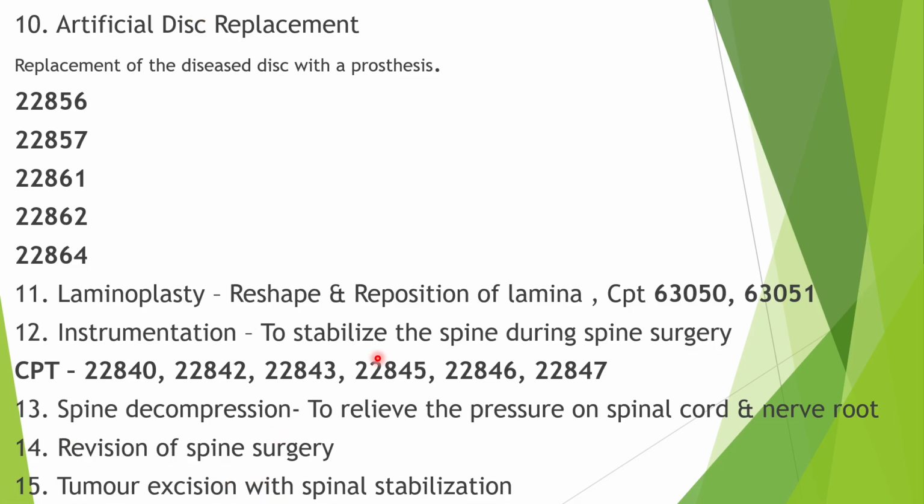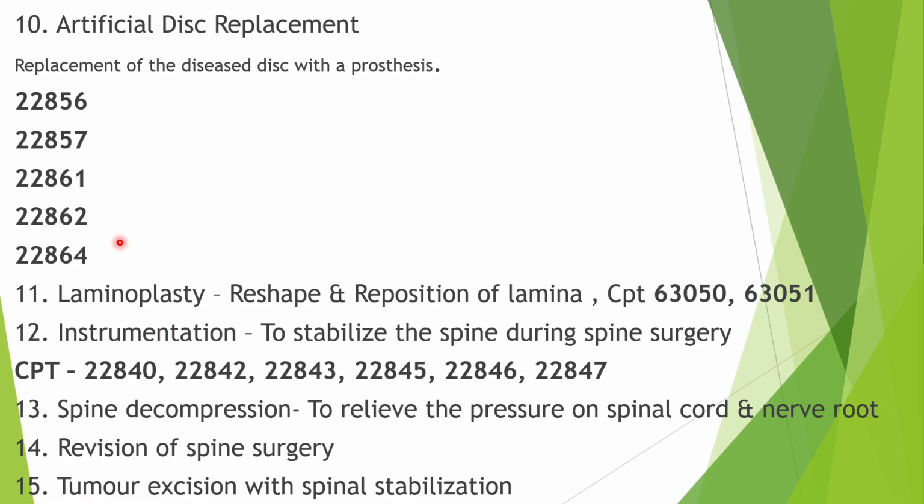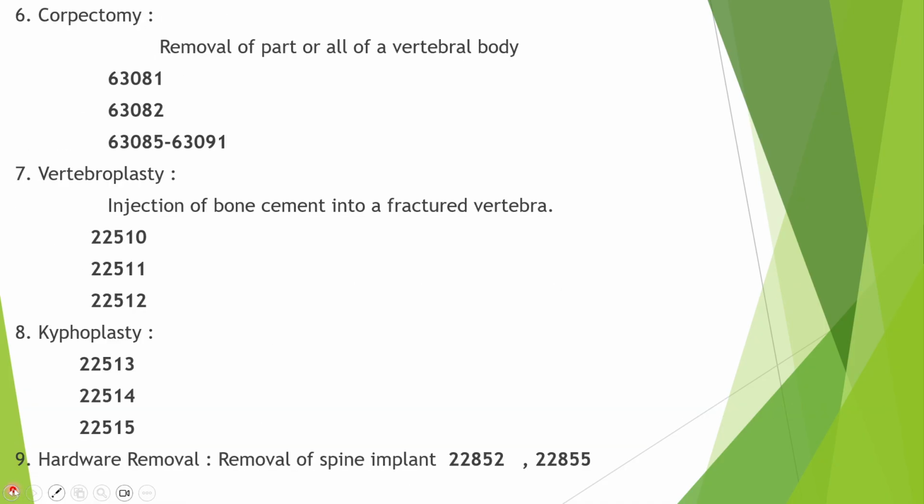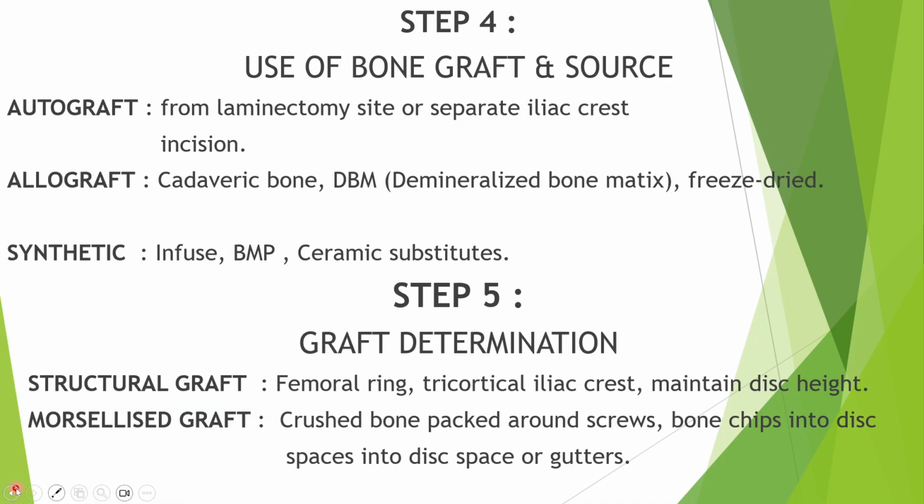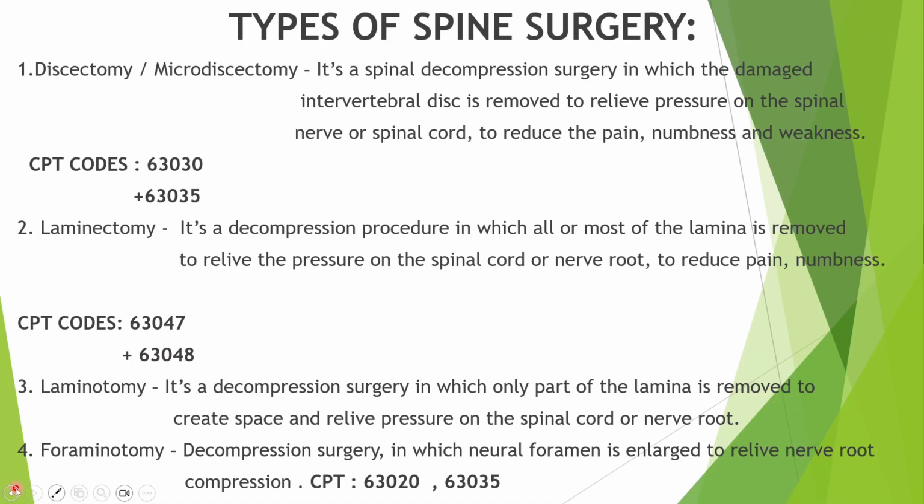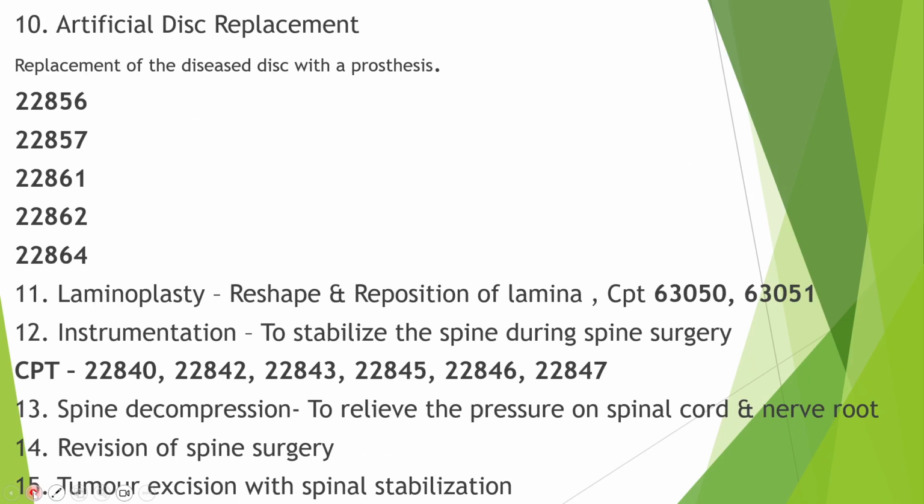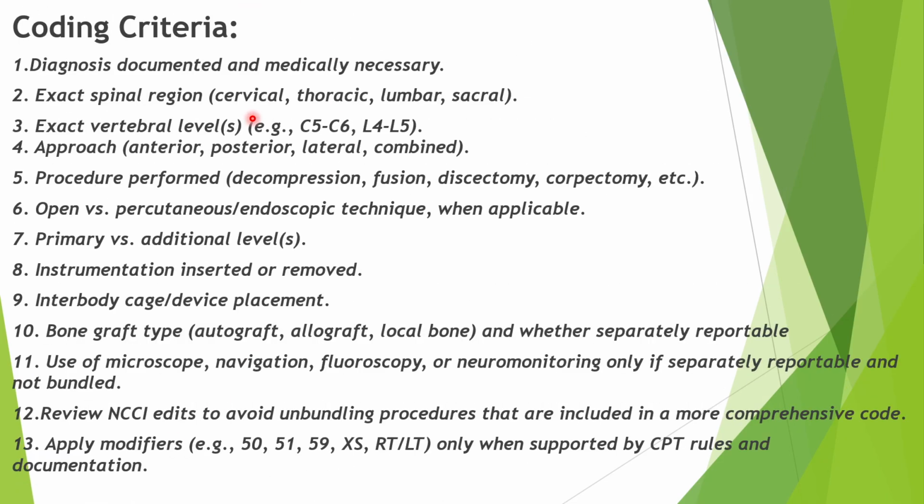Okay, so these were the coding criteria for arthrodesis. Coming to this one, what are the types of spinal fusions. Okay, so these were the types of spinal surgery. Okay, so these were the types, now coding criteria.